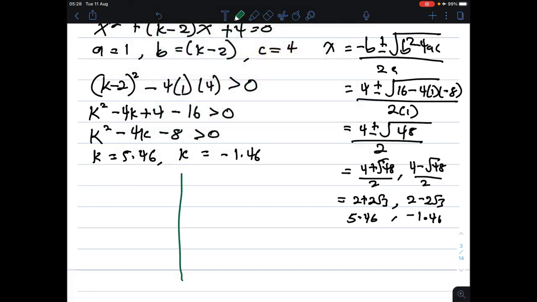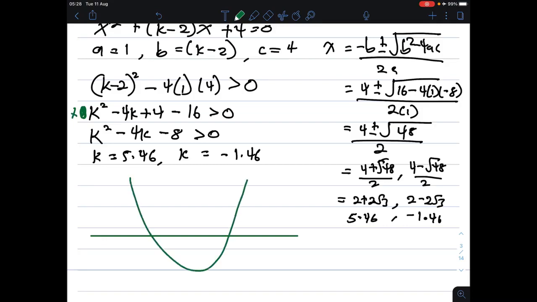So we sketch, we don't even need this. You just draw your x-axis, okay, and then remember that the coefficient here is positive, so you have a U-shape, and then we have the 5.46, no, negative first. We have -1.46, and then we have 5.46. Well, the question says that it must be greater than 0. It means we are looking for the positive version.